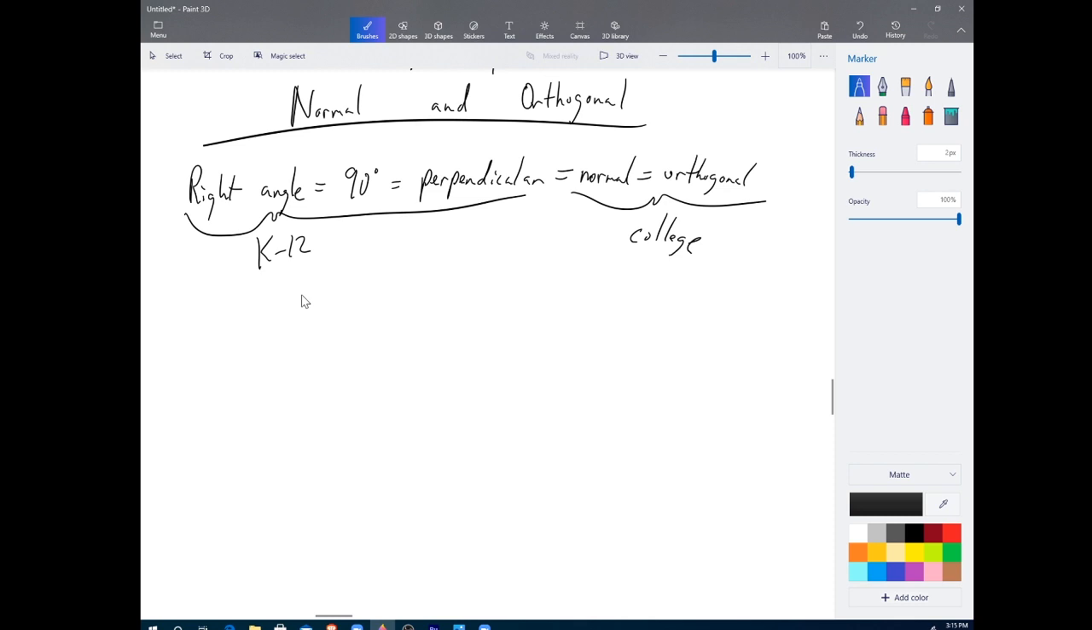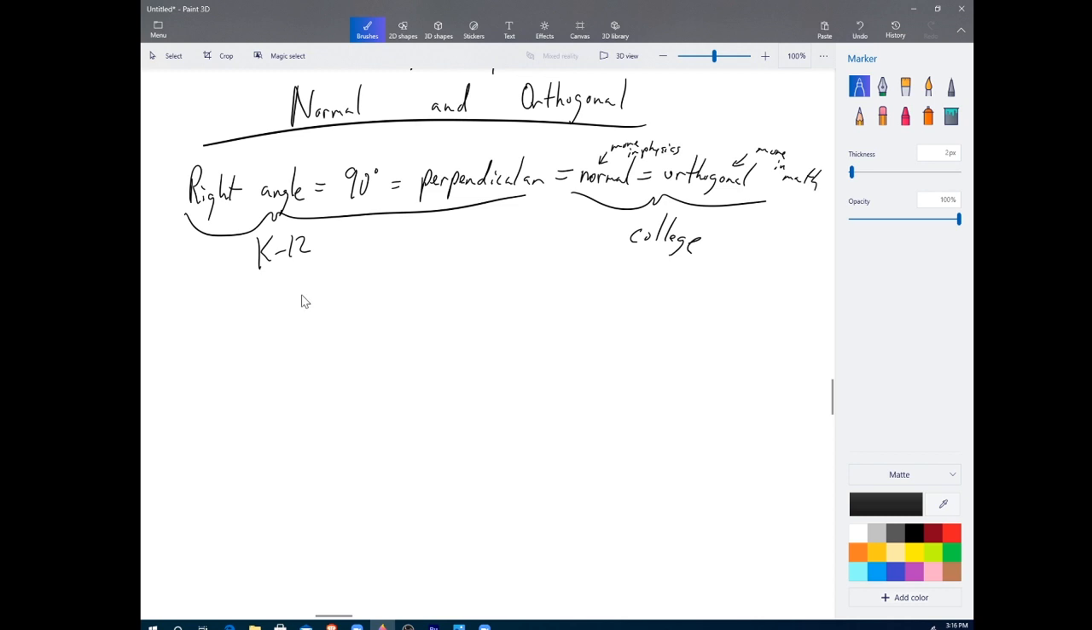You're really not going to see much of the word perpendicular in college. But just know that that's what it means. You're going to see normal a little bit more in physics because of the normal force. And you're going to see orthogonal more in your math classes.